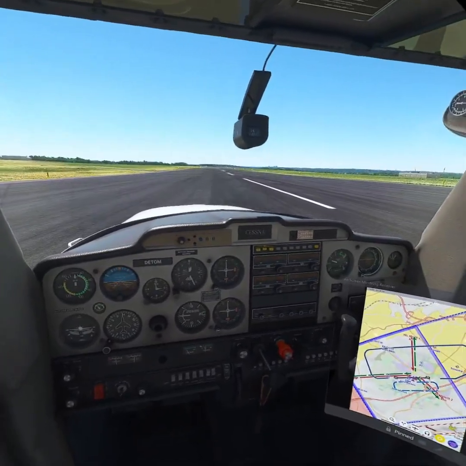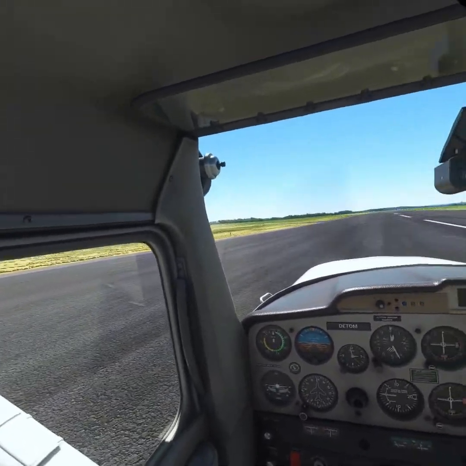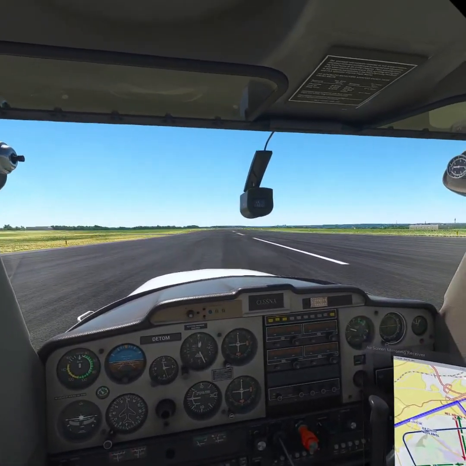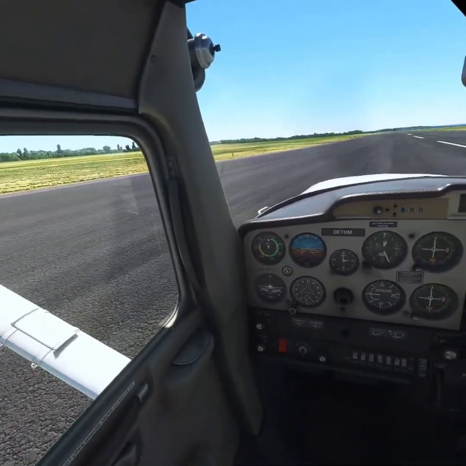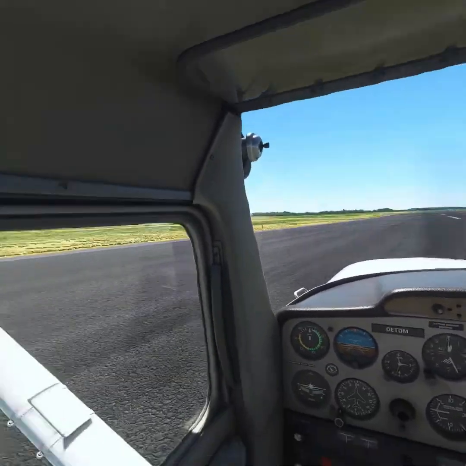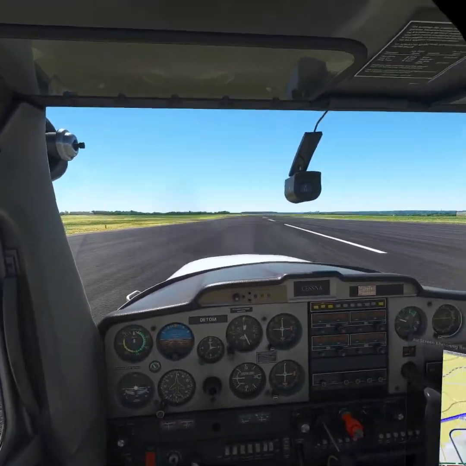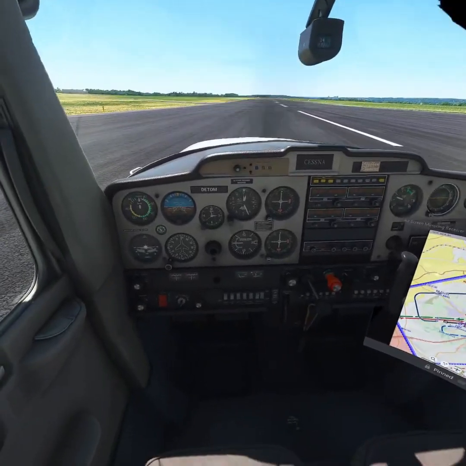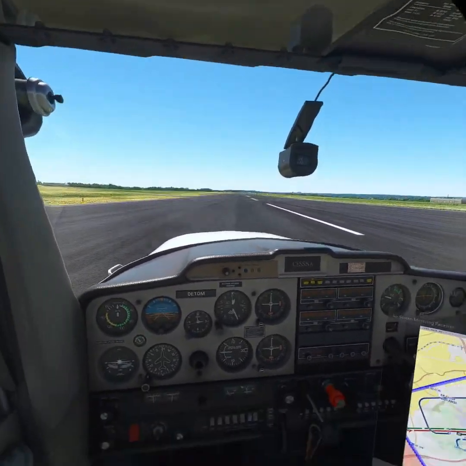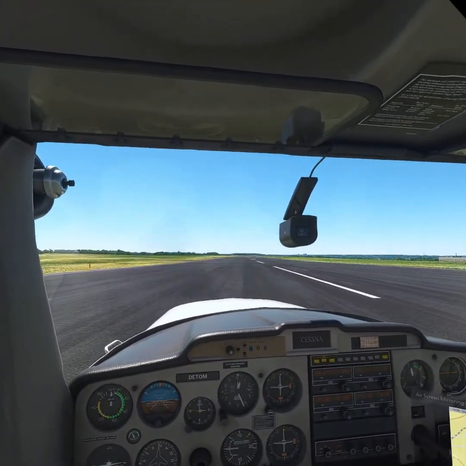We are just gonna do a standard takeoff. If you're wondering what sort of setup I'm using: an Oculus 2, and I'm using an Nvidia 5070 Ti as my graphic card, and the plane, of course, is a Cessna 152. So I think we should be ready. So without further ado, let me give full throttle.